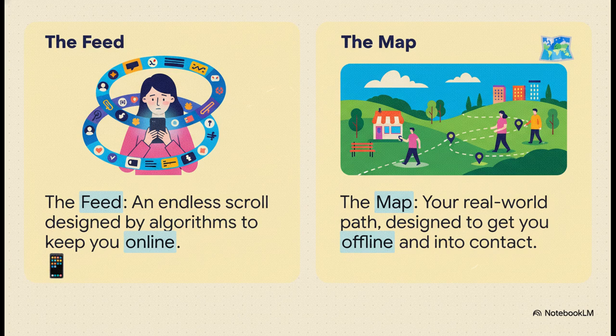The feed we all know, it's engineered to keep you scrolling, right? To keep you glued to the screen. The map, your world line, has the exact opposite goal. Its whole purpose, its entire value, is measured by how well it gets you offline and into real, actual contact with people and places. There's no sneaky algorithm deciding what you see, just a map of your actual life.